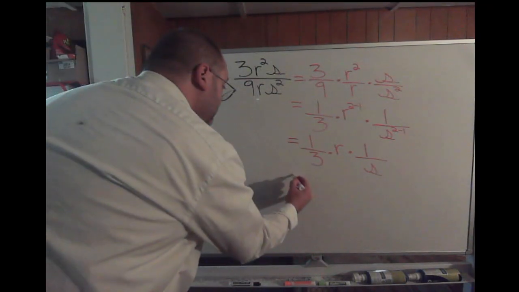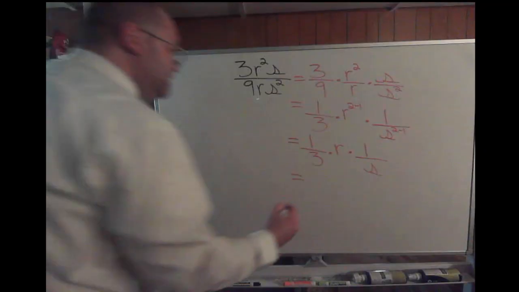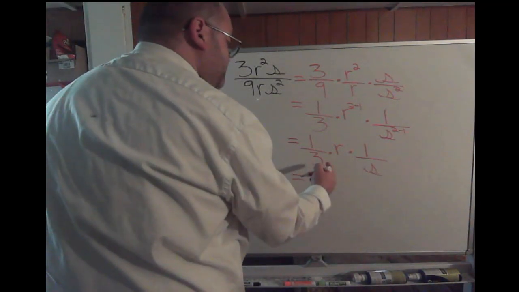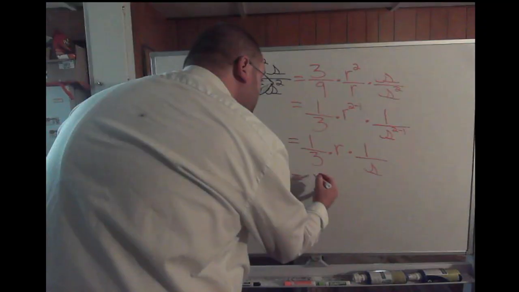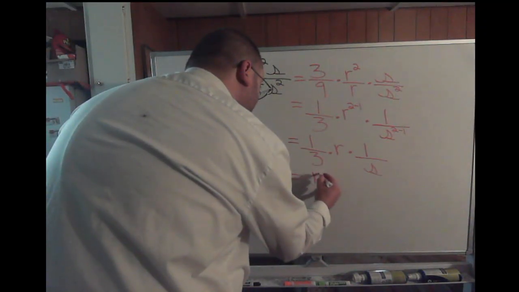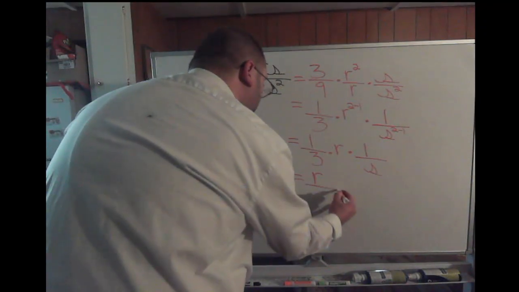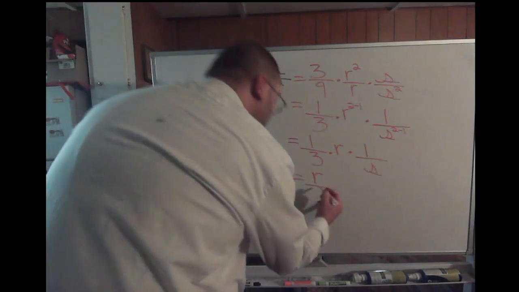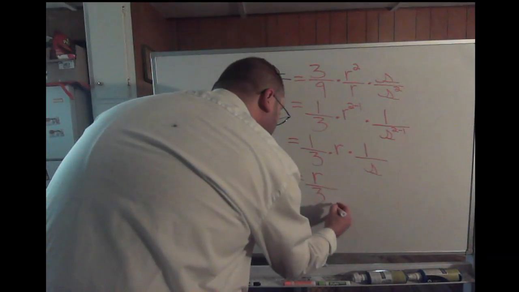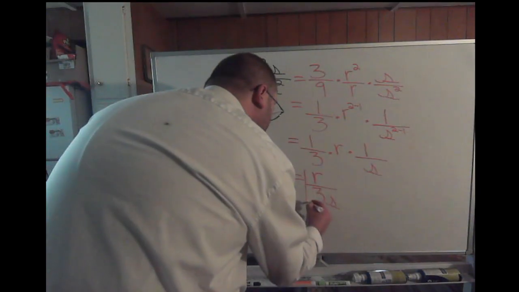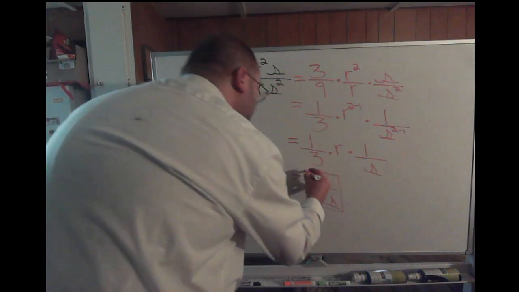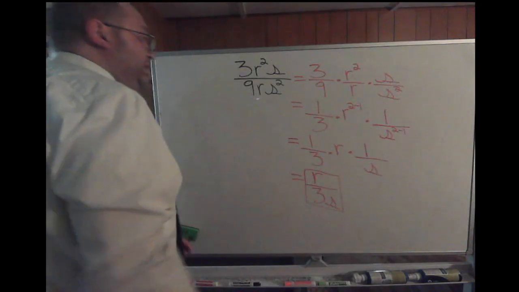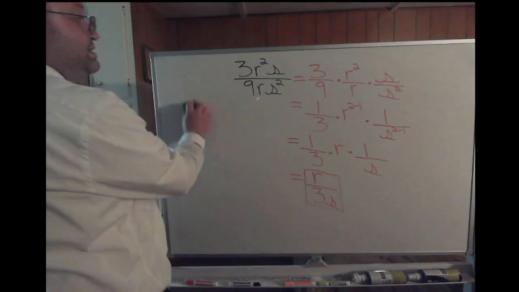Okay, so let's go ahead, let's multiply the numerators first. You have 1 times r, which is r, times 1, which is r. So your numerator is going to be r, your denominator will be 3 times 1, which is 3 times s, which would be 3s. So the answer you should get for this would be r over 3s. That's what you should get in the end, r over 3s.